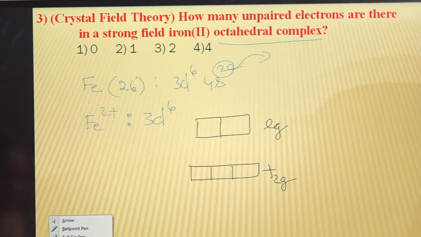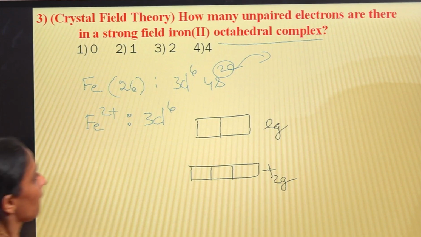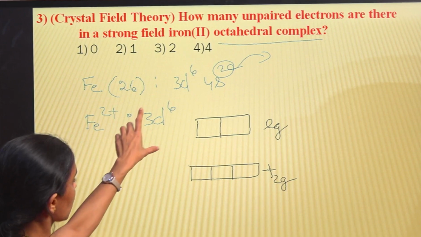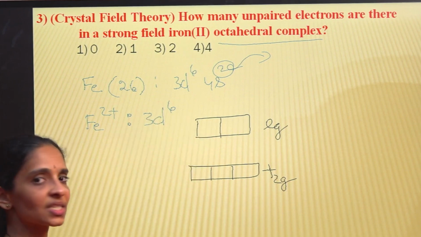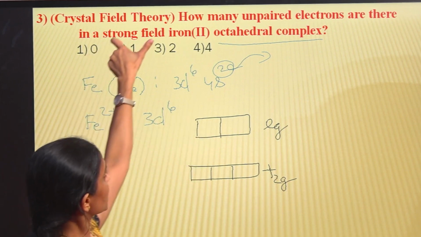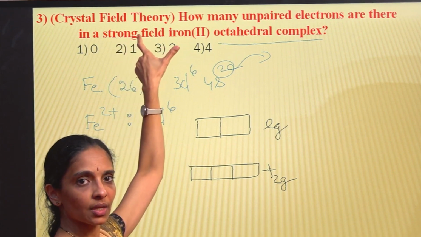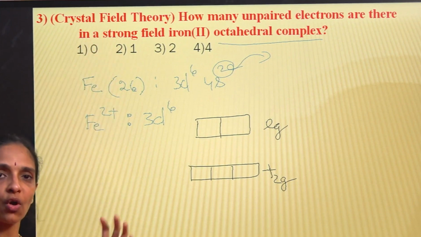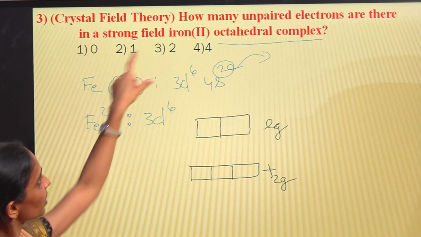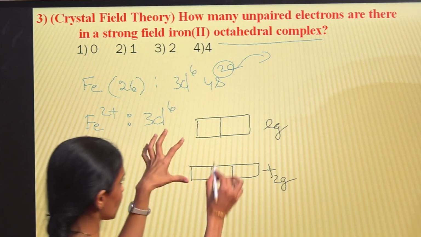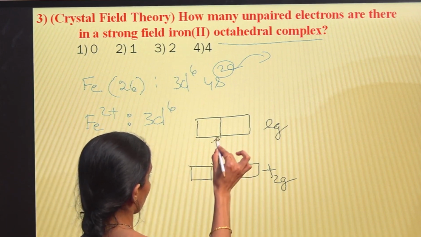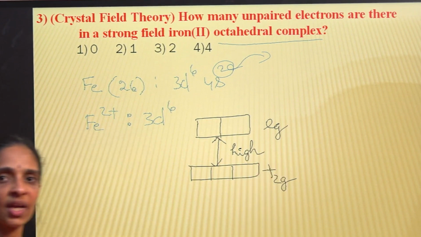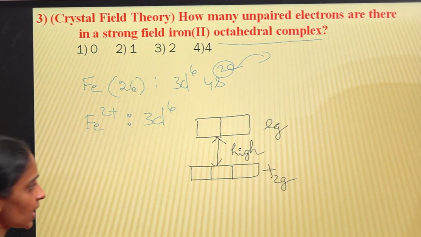Okay, now the configuration is d6, is it not? So how do you fill these orbitals with 6 electrons? Remember, it's a strong field. Strong field ligands are coming near iron 2. So this energy gap will be very high. The energy gap between t2g and eg will be very high.